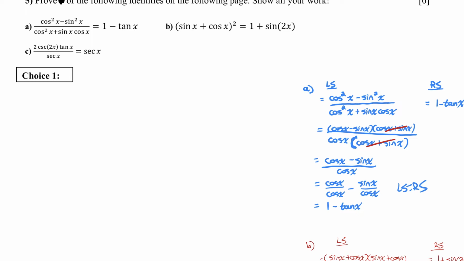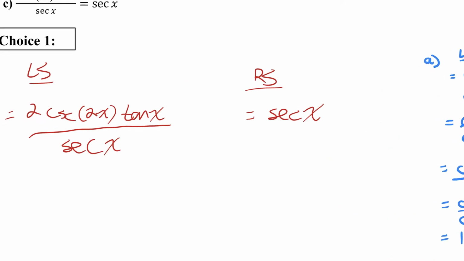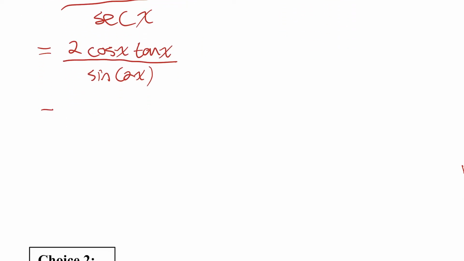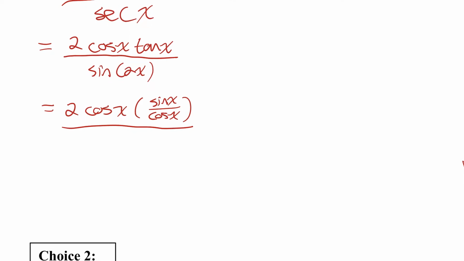And then lastly, we have part C. Let me rewrite that. Okay, what am I going to do here? On the left side, I'm going to do a couple things to simplify this. I'm going to take this cosecant of 2x. I can move it to the denominator if I rewrite it as sine of 2x, and I can take this secant x, move it to the numerator if I rewrite it as cos x. I could rewrite that tan x as sine x over cos x. And that sine of 2x, I'll use the double angle identity. That is 2 sine x cos x.